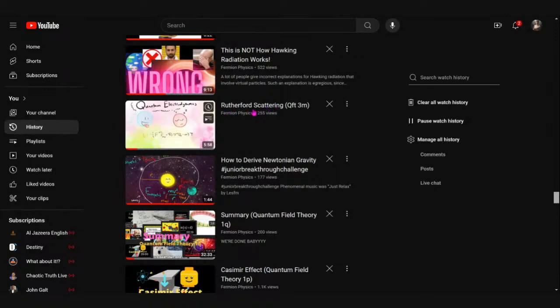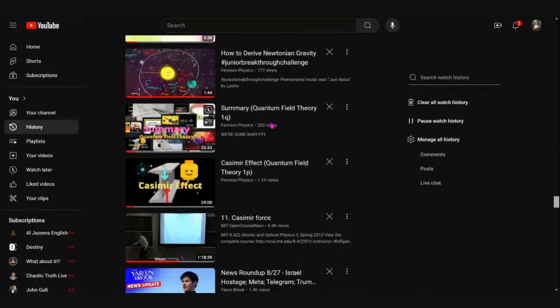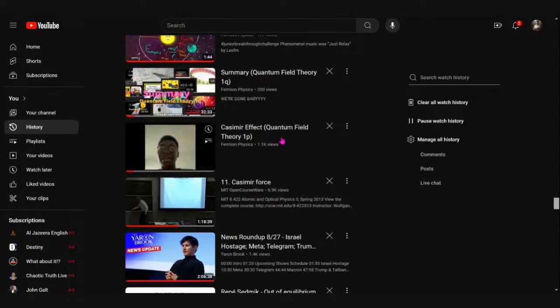Rutherford scattering. I don't know why it's not playing. How to derive Newtonian gravity. That's the only lecture that he gave that I actually could follow. Quantum field theory, very advanced. Casimir effect. You see, he's a high school kid. He's a black high school kid. Genius, like the biggest genius I've seen in my entire life. Casimir effect. Yeah, Casimir effect.